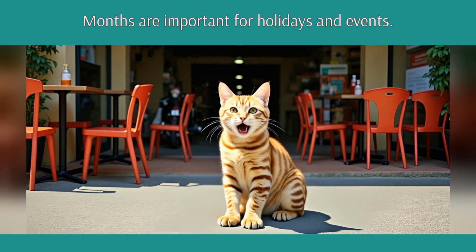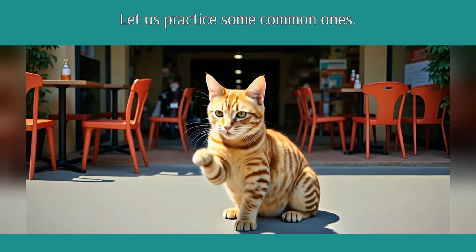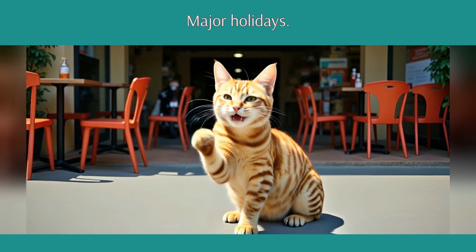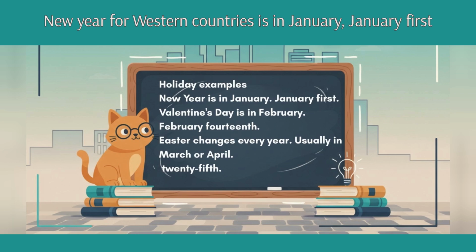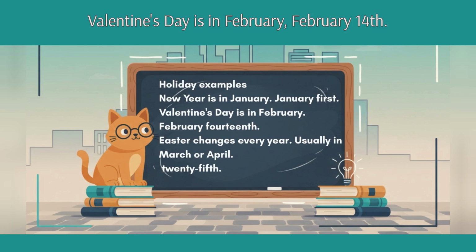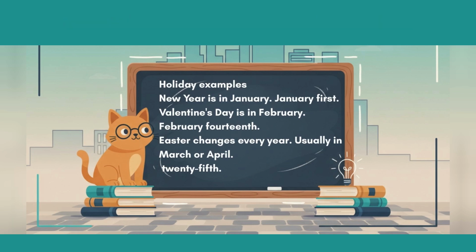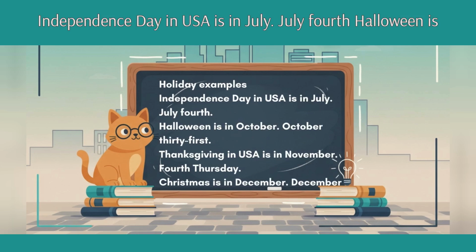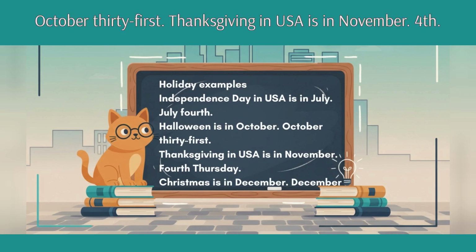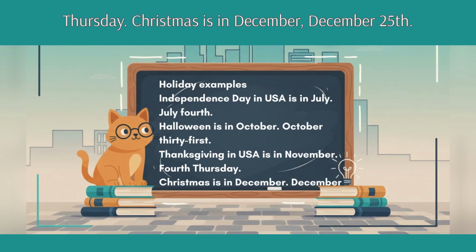Months are important for holidays and events. Let us practice some common ones. Major holidays: New Year for Western countries is in January, January 1st. Valentine's Day is in February, February 14th. Easter changes every year, usually in March or April. Independence Day in USA is in July, July 4th. Halloween is in October, October 31st. Thanksgiving in USA is in November, 4th Thursday. Christmas is in December, December 25th.